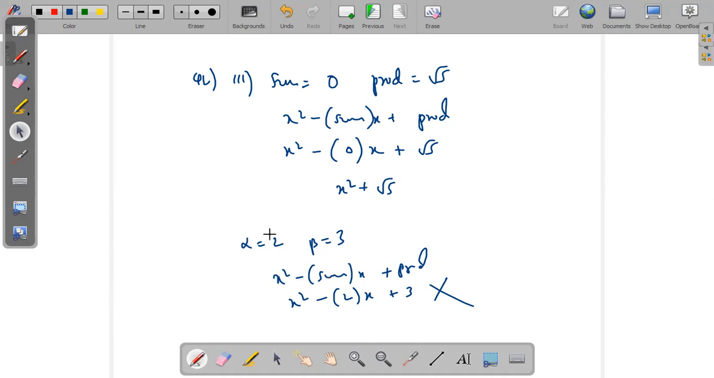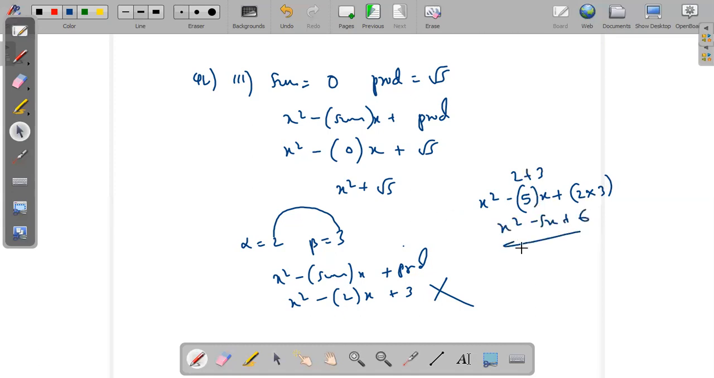So what is the meaning of sum? Sum of zeros means you will have to add these two. Here, sum and product was given to us. That's why we applied this. But in the exam, this is a precaution you have to take. If alpha and beta are given, please do take out the sum of that. So 2 plus 3, you have to write here 5. And product, what is the meaning of product? You have to multiply 2 and 3. Here we are adding 2 and 3. The zeros have to be added. So x square minus 5x plus 6, you're going to get this. So this is wrong. This is correct.